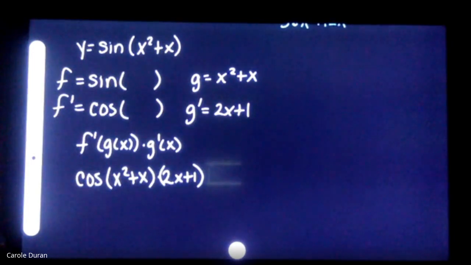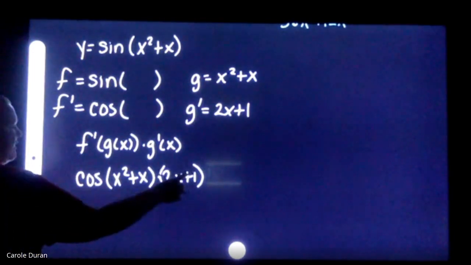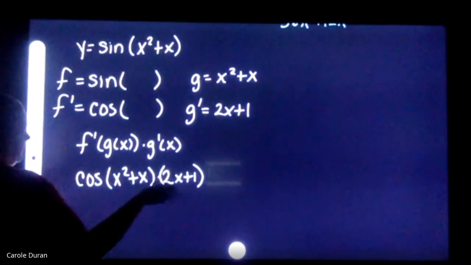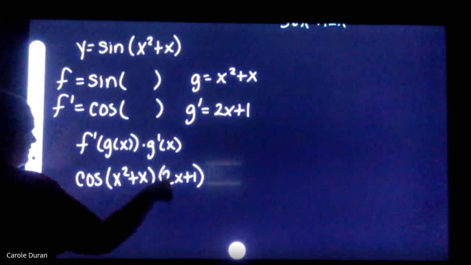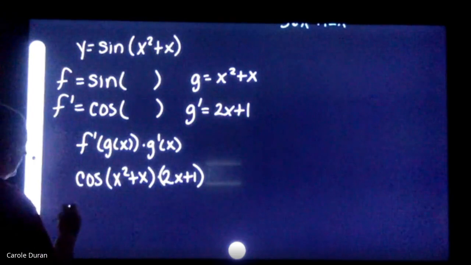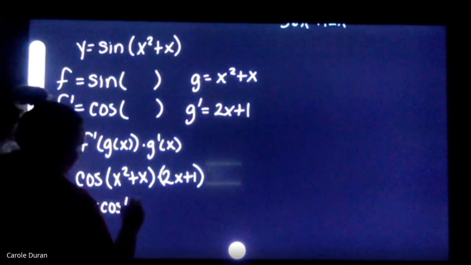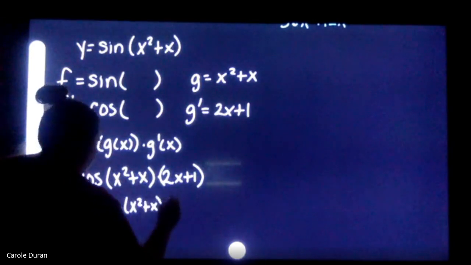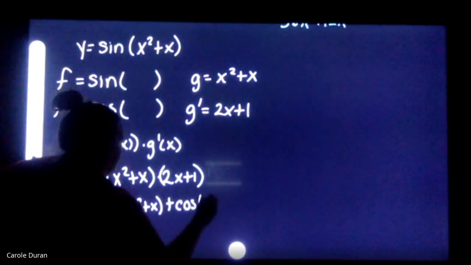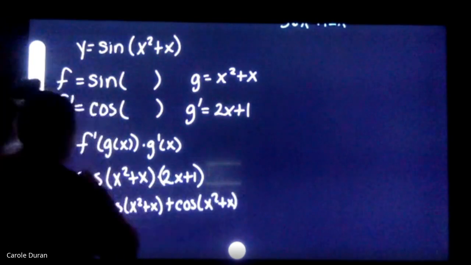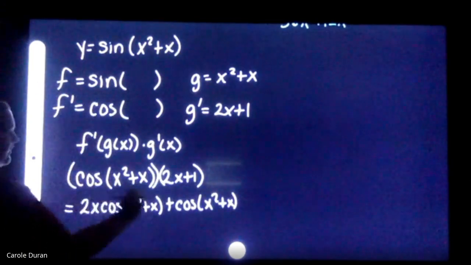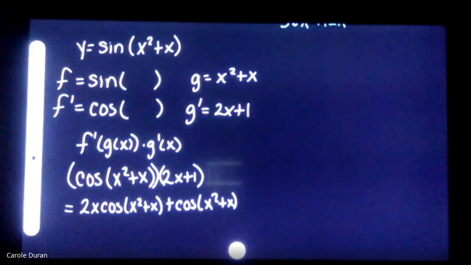I can't really do anything to simplify this one except I could go ahead and distribute all of this to the 2x and to the 1. When I do that, I get 2x cosine of x squared plus x plus cosine of x squared plus x. So I just went ahead and distributed this entire first function to each of the values inside that second parentheses. On each of these, I expect that you are going to simplify this as far as it can go, okay?